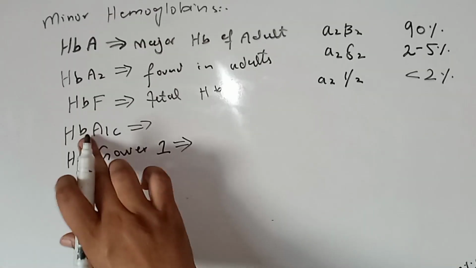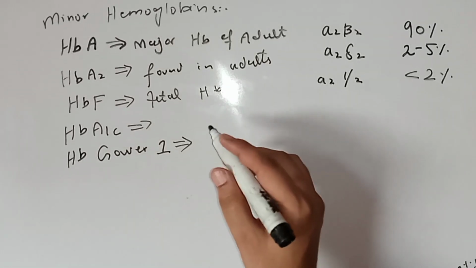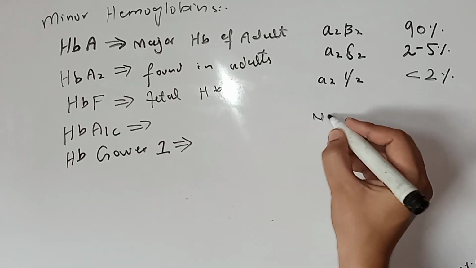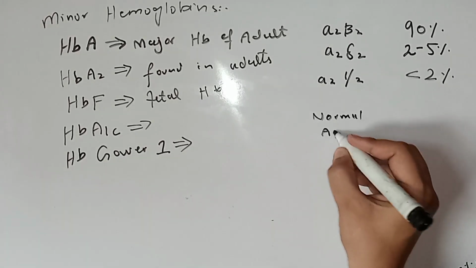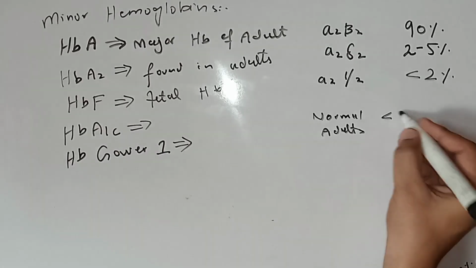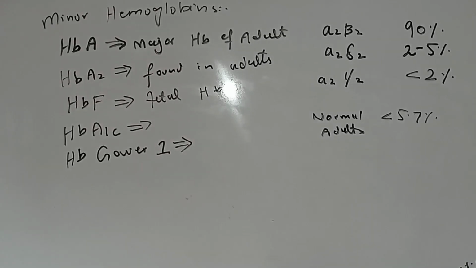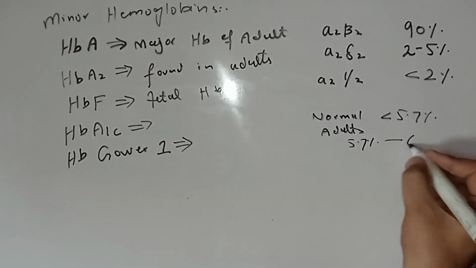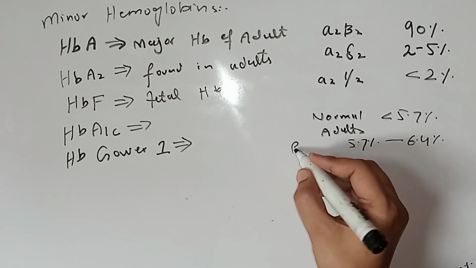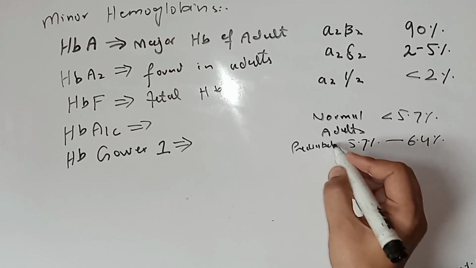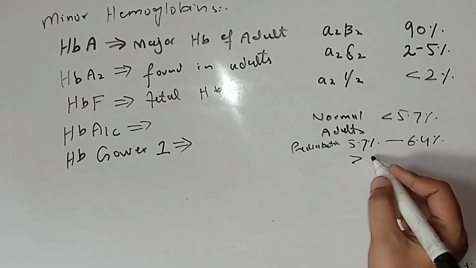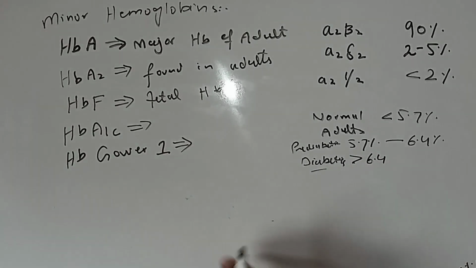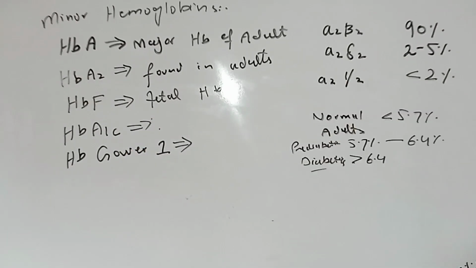Next we come towards HbA1c. HbA1c is variable in adults depending upon whether they are healthy or not. In normal adults, HbA1c is less than 5.7%. However, if HbA1c is between 5.7% to 6.4%, then the person is said to be pre-diabetic. And if it is greater than 6.4%, then the person is diabetic. So HbA1c is basically an indicator of diabetes.